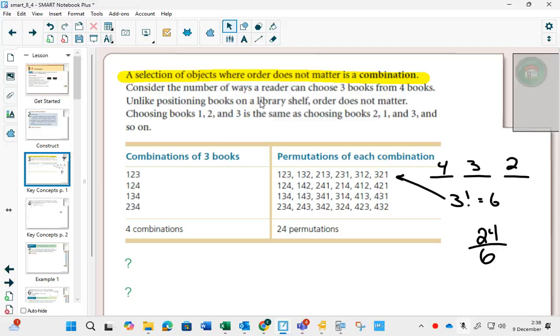So we have to now make a decision in a question. The questions are going to look very similar to permutation questions, but you have to read them carefully and decide, does the order matter?